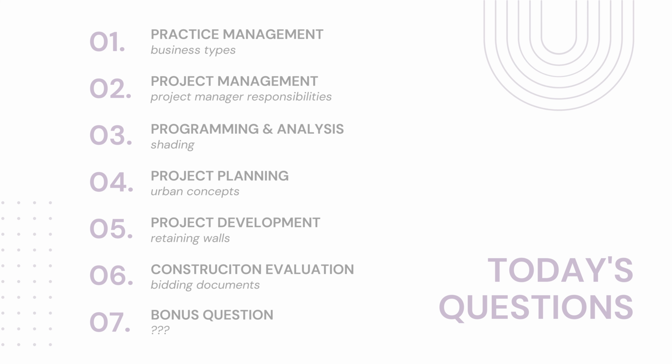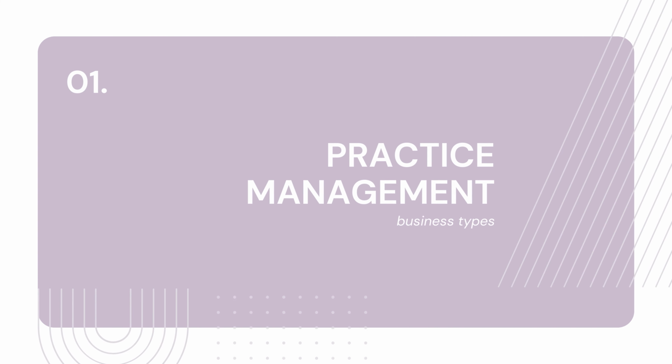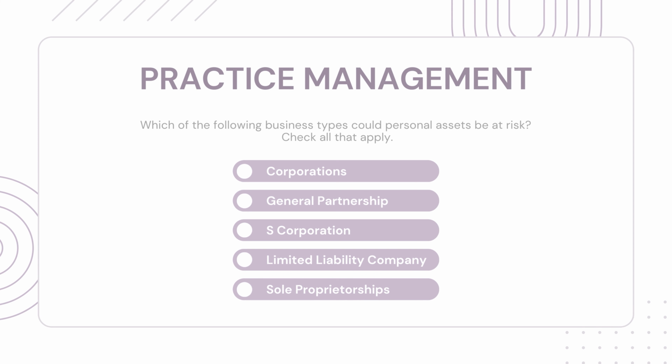Let's get into it. First up is practice management. Which of the following business types could personal assets be at risk? Check all that apply. Corporation, general partnership, S corporation, limited liability company, sole proprietorship. Feel free to pause here to answer.